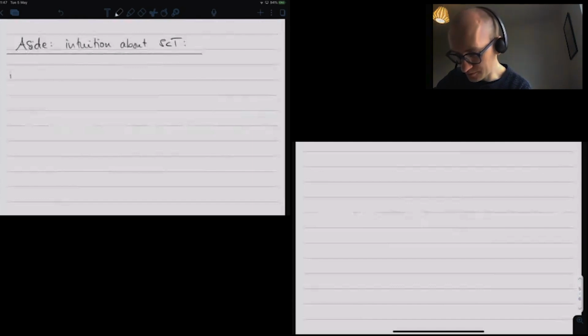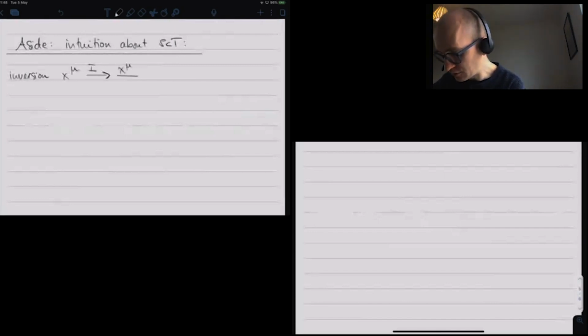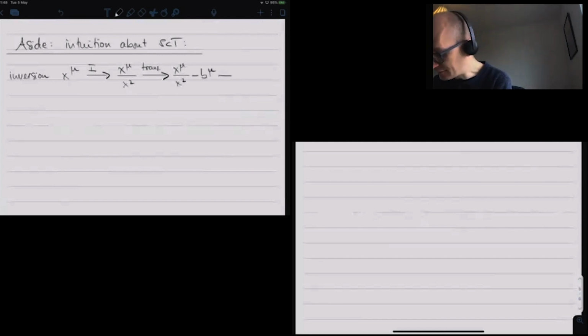So if you do an inversion, so x mu, under an inversion goes to x mu over x squared. Now this inverted version of x mu, this I can now translate. So I'm going to let this go to x mu over x squared, and I'm going to translate it with hindsight by a particular vector, namely minus b mu. And now I invert this guy again.